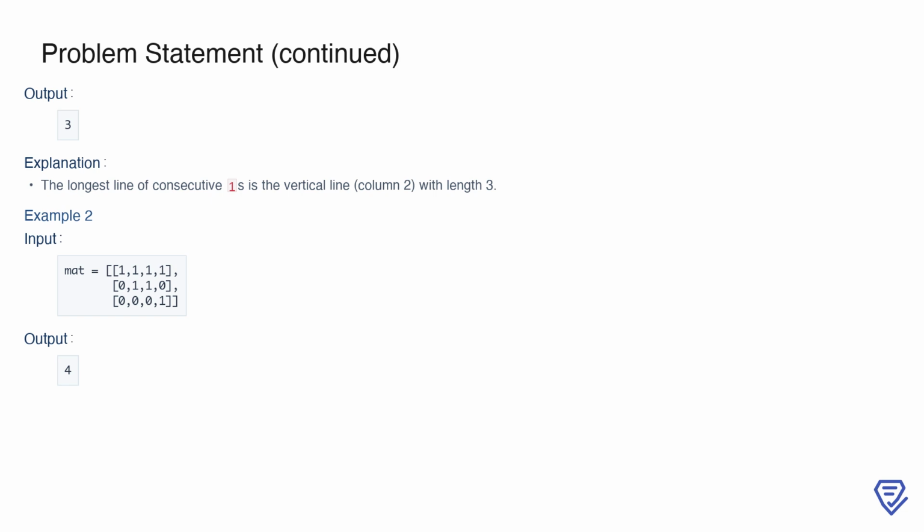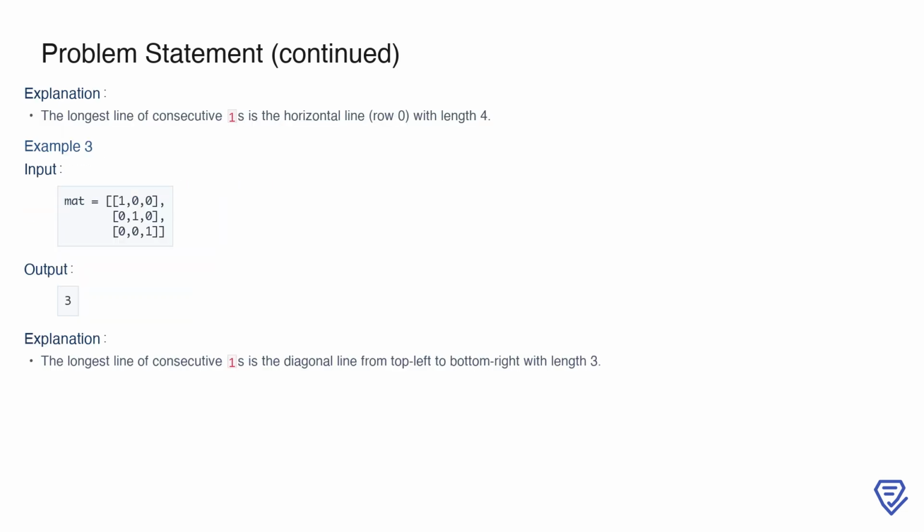Now, in the second example, the matrix has a horizontal line of 4 1s in the very first row, which is the longest sequence across the entire grid. Therefore, the output for this case is 4. These examples illustrate how different directions can yield the longest line, depending on the arrangement of 1s in the matrix.